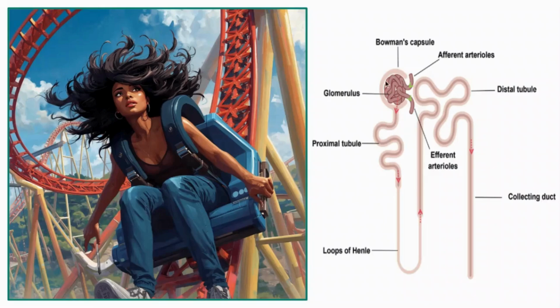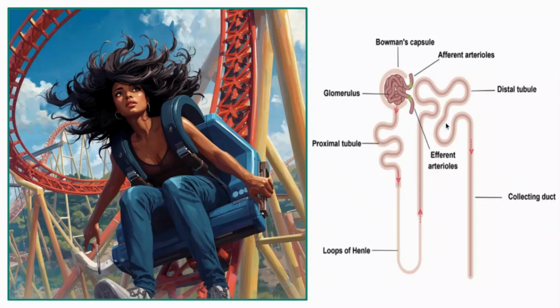So you start from the Bowman's capsule, you come to the proximal convoluted tubule. Oh my God, can we stop this ride? I can't do this anymore. Then it comes to an end, you're like, thank God. Then you descend on the roller coaster. That's the descending loop of Henle. Then just when you think everything is about to end, you ascend again through the ascending loop of Henle.